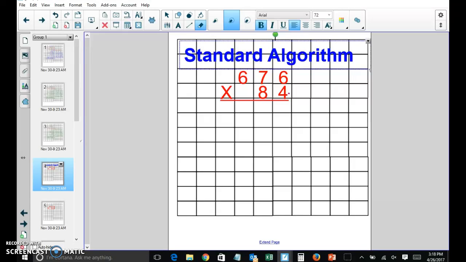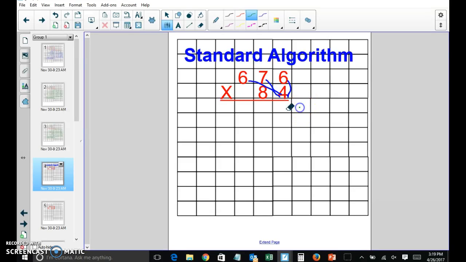Let's hide me. Cool. All right, so first let's come up with a plan. For standard algorithm, here's what's going to happen. I'm going to take this 4 and multiply it by the 6. Then I'm going to take this 4 and multiply by the 7, which is 70 because it's in the tens place. And then I'm going to multiply 600 by 4. Let's switch colors here. So all of that is going to happen on the first line.